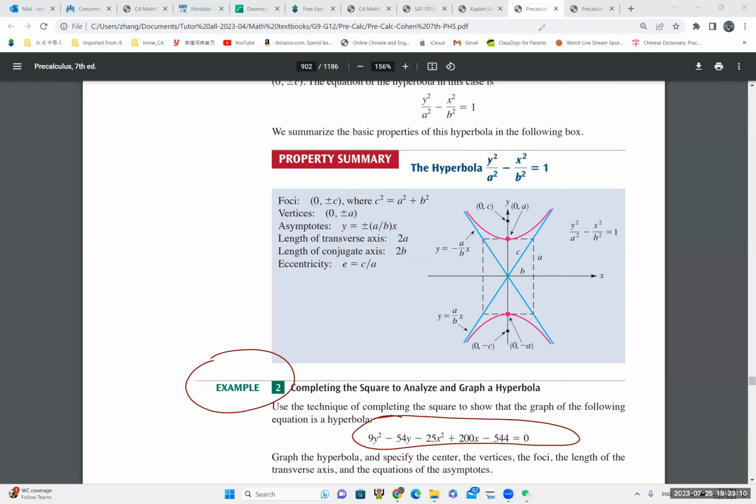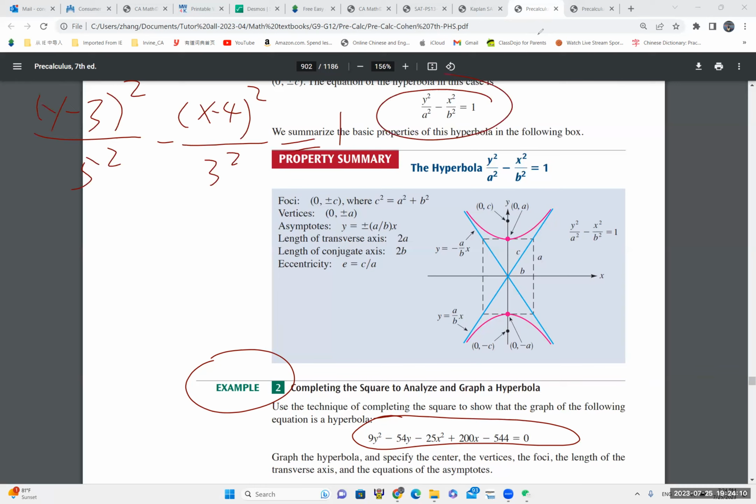Let me know what you can get. I got y minus 3 squared over 25 minus x minus 4 squared over 9 equals 1. Okay. Yeah, I get the same thing as you. So y minus 3 squared over 25, we can write 25 as 5 squared, right? Minus x minus 4 squared over 9, written as 3 squared, equals 1. So it matches this, right?